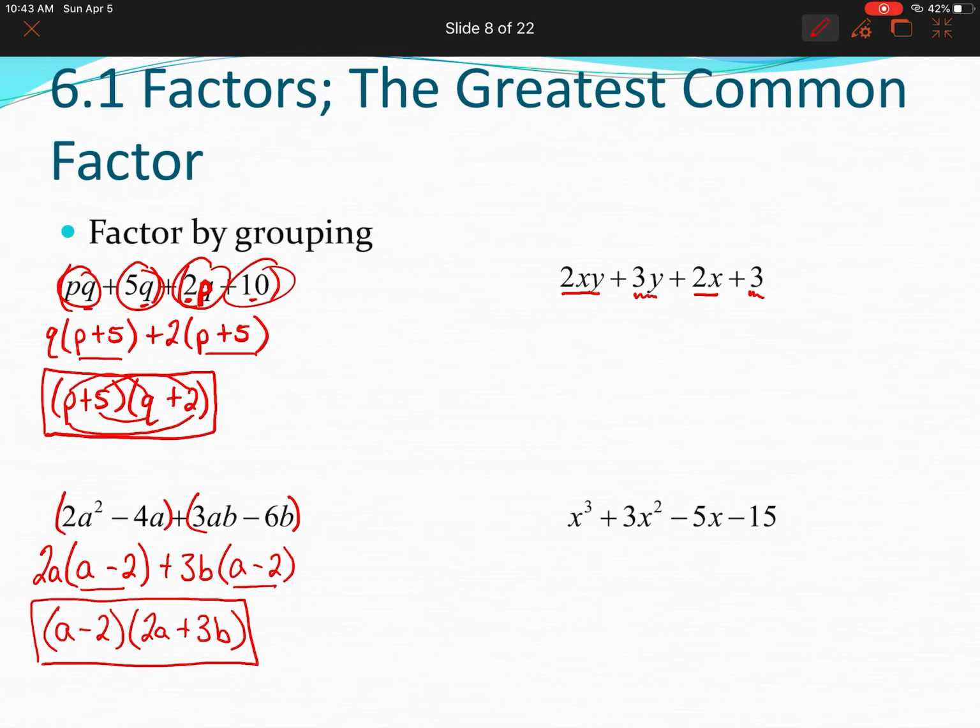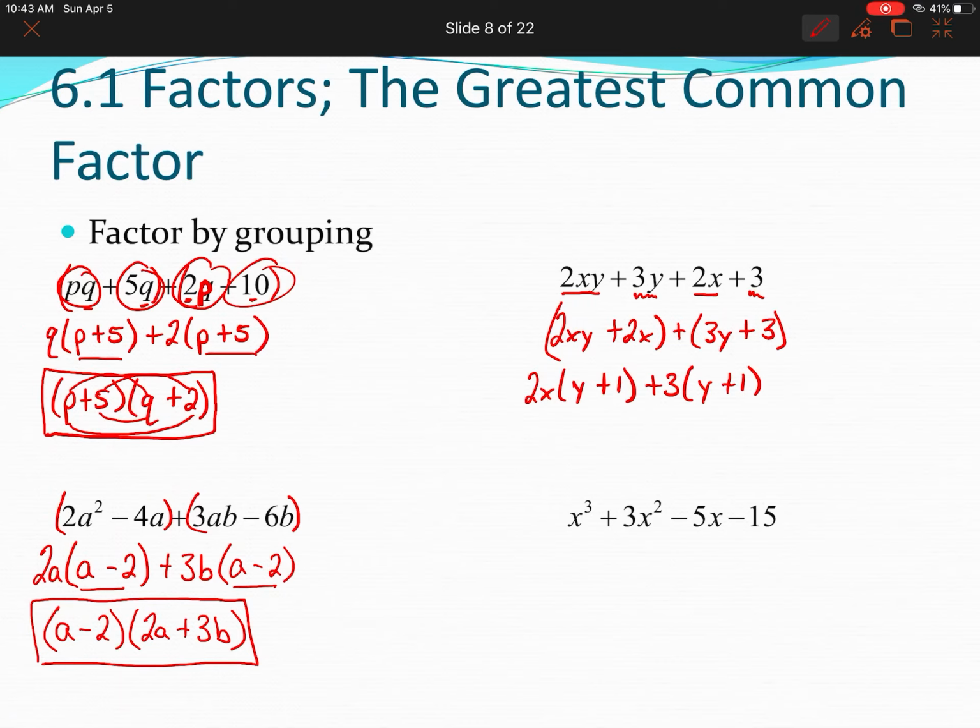And so I'm going to regroup these and put 2xy plus 2x together. And then I'm going to group the 3y and the 3 together. Now, as we group those, we can see, okay, they're going to both have common factors. So in the first group, we have a common factor of 2x. And when you factor it out, you're left with y plus 1. In the last set, there's a common factor of 3. And when you factor that out, you're left with y plus 1.